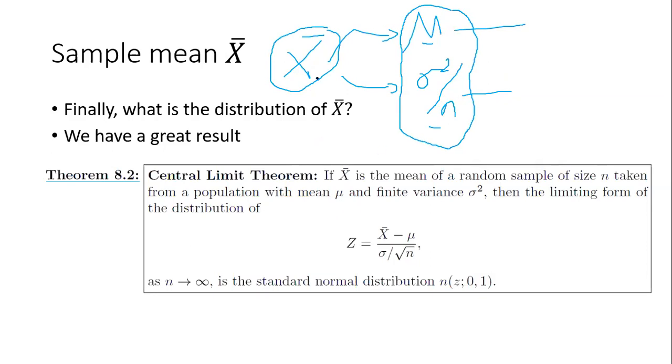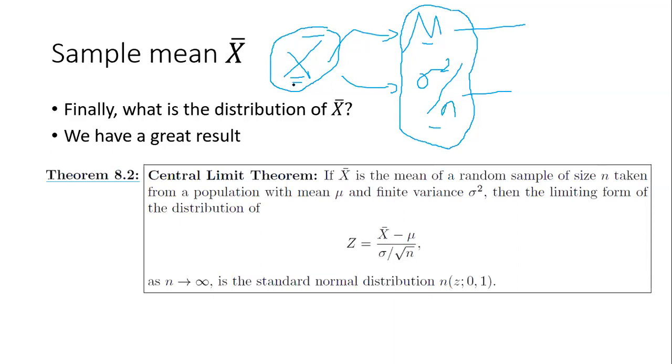Because it says that the distribution of X bar is approximately normal, regardless of the distribution of the individual students. So if your height is uniformly distributed, still your average will be normally distributed. If your height is exponentially distributed, still your average is normally distributed. If your height is gamma distributed, still your X bar, your average, is normally distributed. So this is a great result.